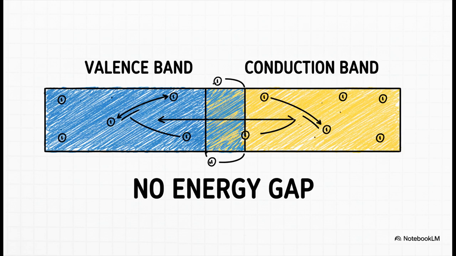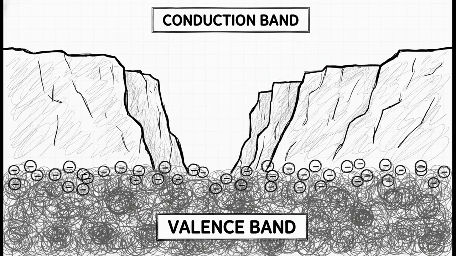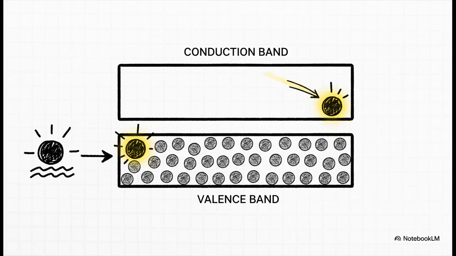Okay, now let's look at the opposite extreme, an insulator. In this case, the band gap is massive. It's like a Grand Canyon between the valence and conduction bands. For an electron to make that jump, well, it would need a huge amount of energy, far more than it's ever going to get under normal conditions. So the electrons are just stuck. They're trapped in the valence band. And that means no current can flow. Period.